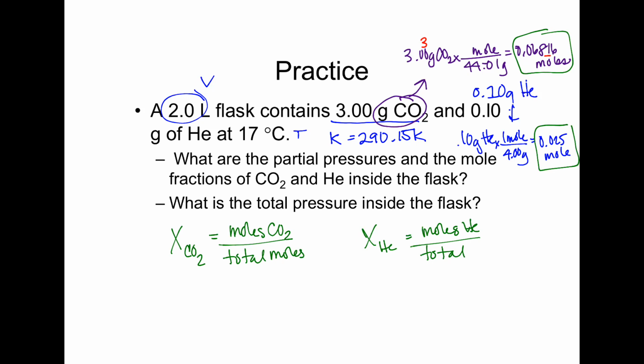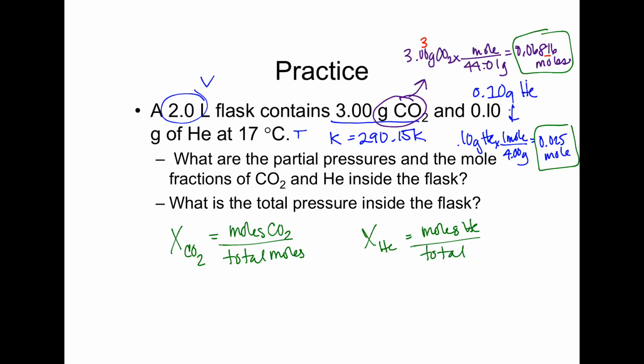Now, theoretically, these two mole fractions should add up to be 1. But sometimes they don't add up exactly to 1 just because of sig figs, the same way that maybe sometimes percentages add up to be like 99.99%. We might get them to add up exactly to 1, but sometimes because of sig figs, they might not add up exactly to 1.